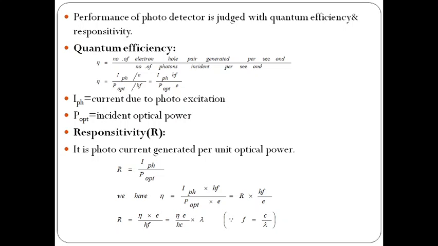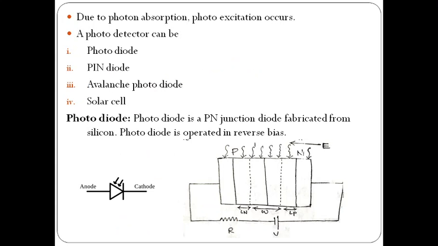Based on the two parameters, we can judge the performance of the photodetector. Next, we will discuss different types of photodetectors, that are photodiode, pin diode, avalanche photodiode, and solar cell. There are other photodetectors also there, that are pure semiconductor and phototransistor, but we are discussing here only these detectors.